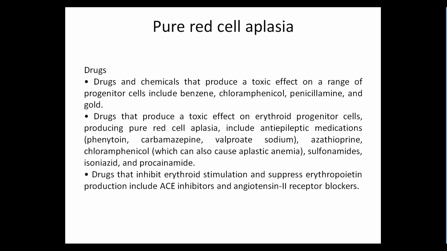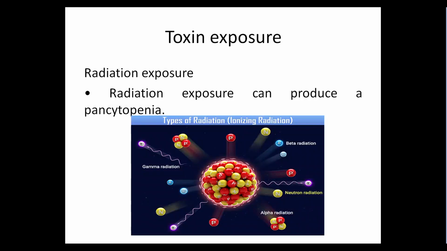Drugs that inhibit erythroid stimulation and suppress erythropoietin production include ACE inhibitors and angiotensin II receptor blockers. Radiation exposure can produce a pancytopenia.